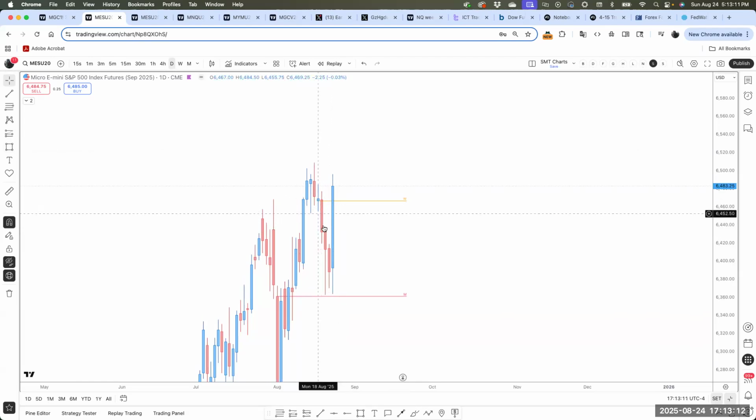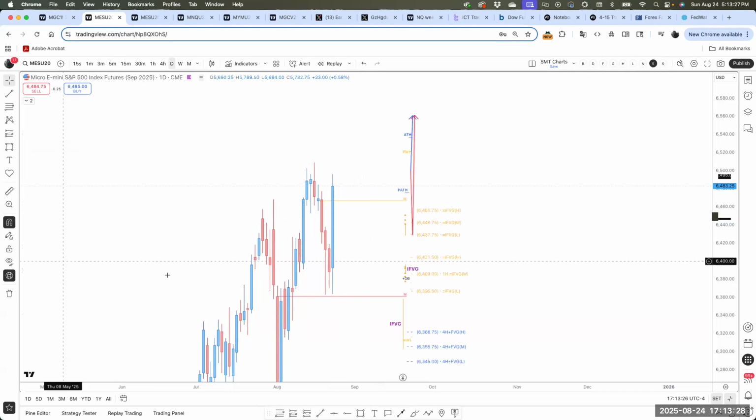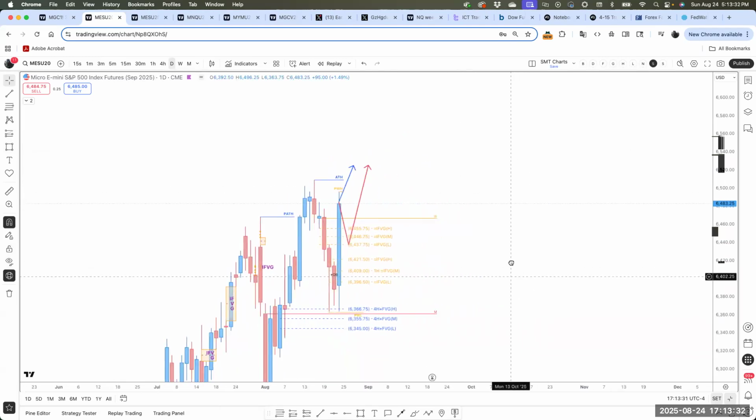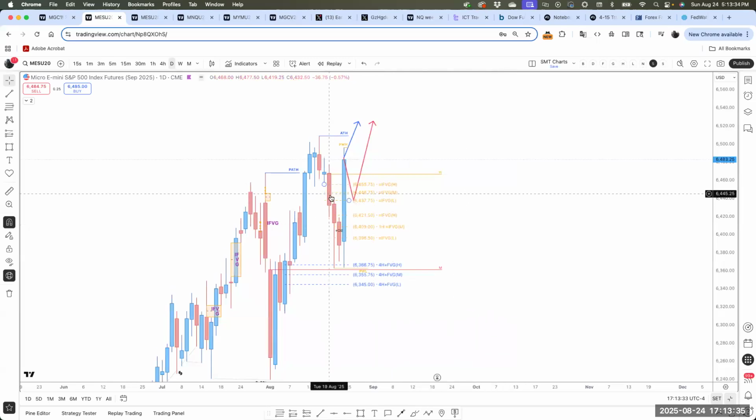Then this is a fair value gap right here that we traded above that got inverted. Now it's bullish. So if we sell off, I can see us coming down to this area to buy again. Let me throw this back on. There's an inverted fair value gap on the daily right here. That's where I'm saying, if we're going to sell off, we're probably going to sell off down to around this area and then buy up again.